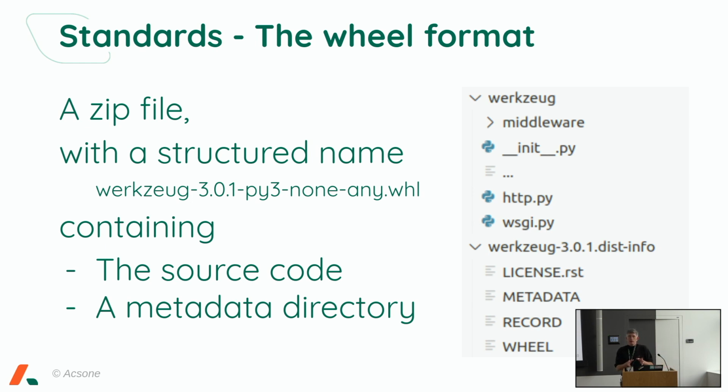What's important with the wheel file is that basically to install it, all you have to do is unzip it somewhere in the Python path, nothing else. And basically what pip is doing when you ask it to install a wheel file is just that: unzip the file at the right directory. Again, a few more details, but fundamentally this is it.